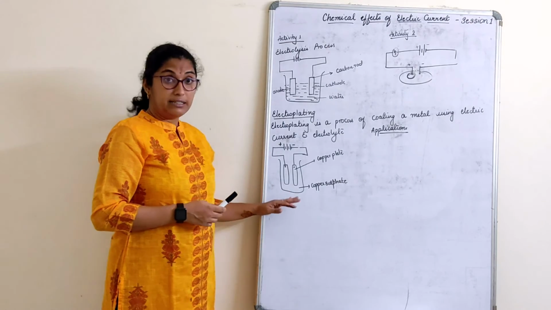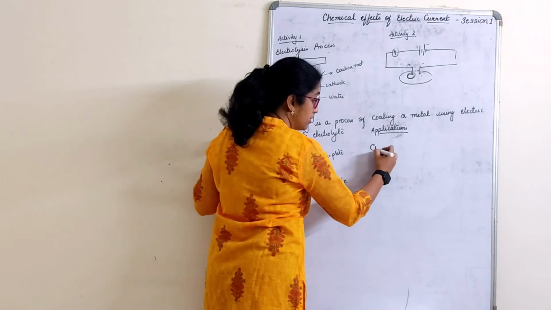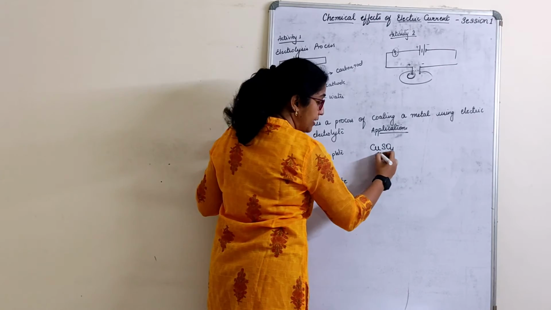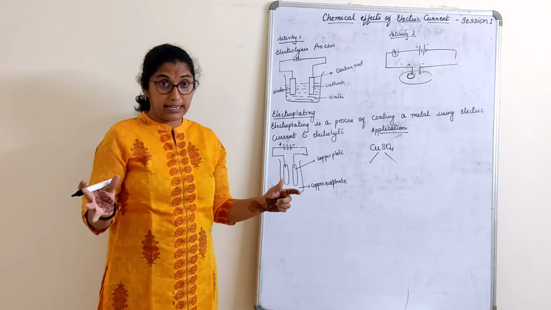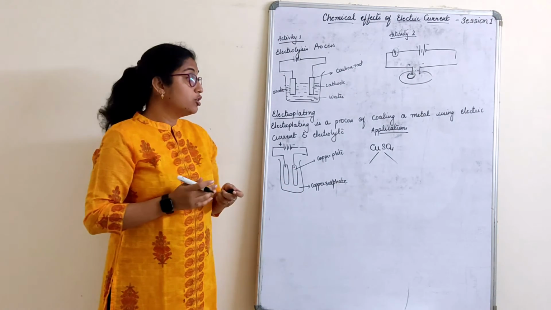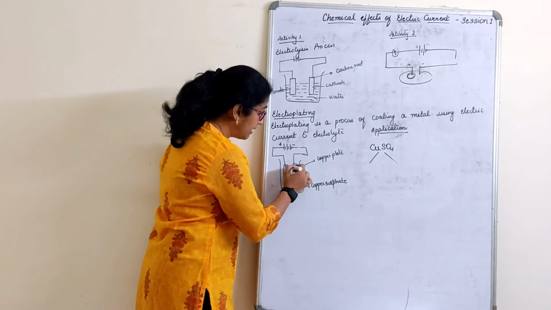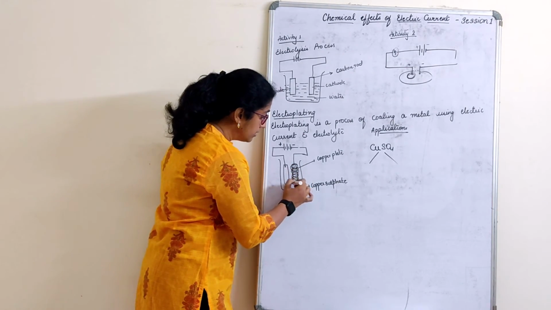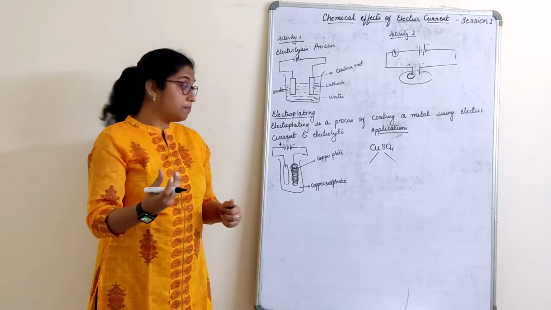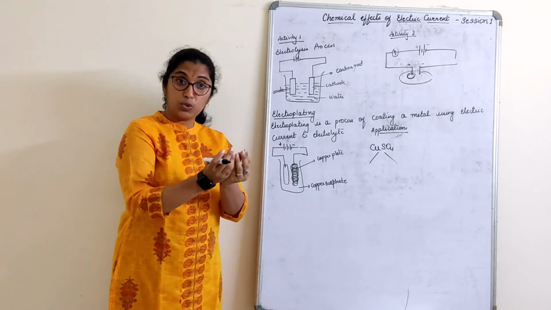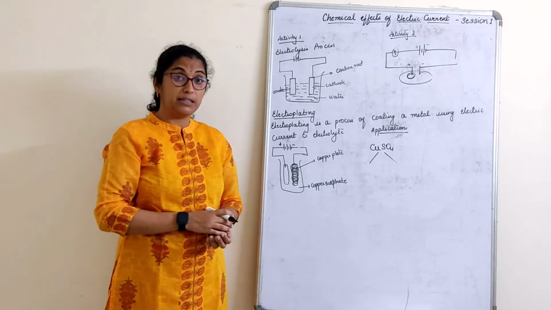Once electric current is passed, copper sulfate solution is a combination of what? Copper and sulfate. So copper and sulfate get dissociated, decomposed, separated. The free copper which is available gets deposited on the negative terminal of this copper plate. All the free copper from the copper sulfate which gets separated accumulates on the negative terminal.